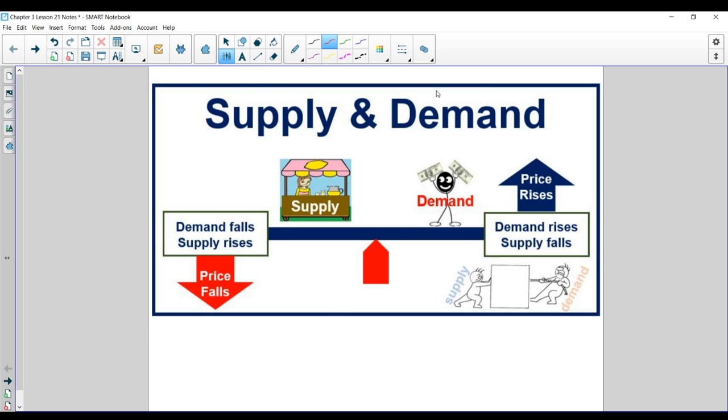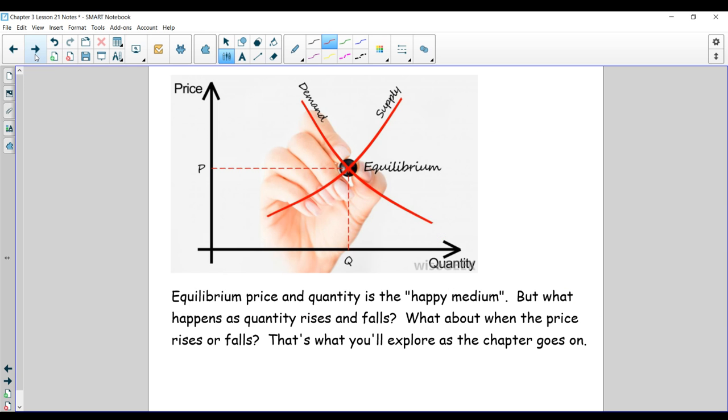Chapter 3, Lesson 21 is on supply and demand. What we're going to be discussing is the graphs of supply and demand. You're going to notice that you have price and quantity. Depending on what's happening with the price and the quantity, demand will go up and down, and supply will go up and down. And we're going to be looking at particular spots on that.